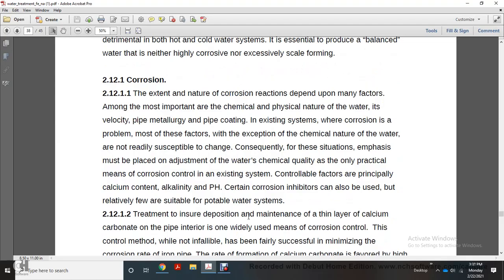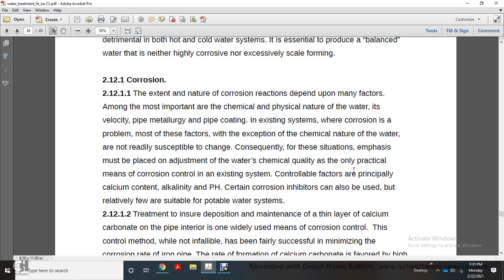Corrosion: the extent and nature of the corrosion reaction depend on many factors. Among the most important are the chemical and physical nature of the water, the velocity in the pipe, the metallurgy of the pipe, the coatings, and the existing system where the corrosion problem occurs. Most of these factors, with the exception of the chemical nature of the water, are not readily susceptible to change. As a consequence, the emphasis is placed on adjustment of the water's chemical quality as the only practicable means of corrosion control.